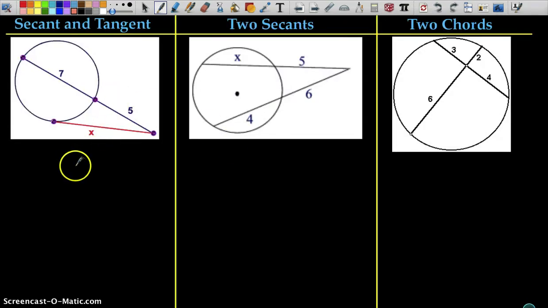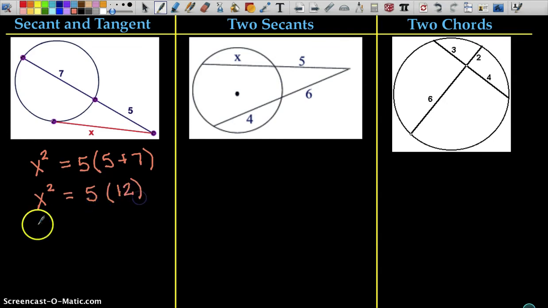Okay, so let's show you a couple of examples. So this one, we've got a secant here and a tangent. We square the tangent, so x squared, and we set that equal to the outside, which is 5, times the length of the whole thing. Remember, it's portion plus portion. So we get x squared equals 5 times 12. x squared is 60. So we take the square root of both sides and we get x equals the square root of 60. And you are more than welcome to leave it just like that.